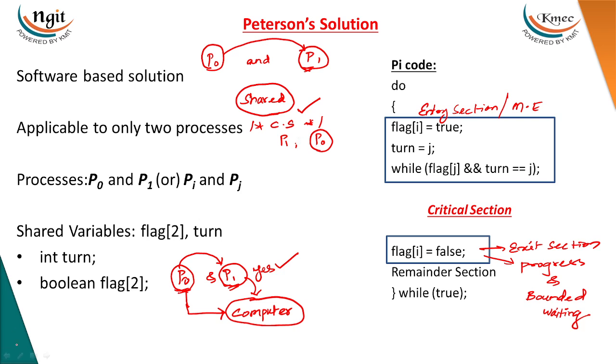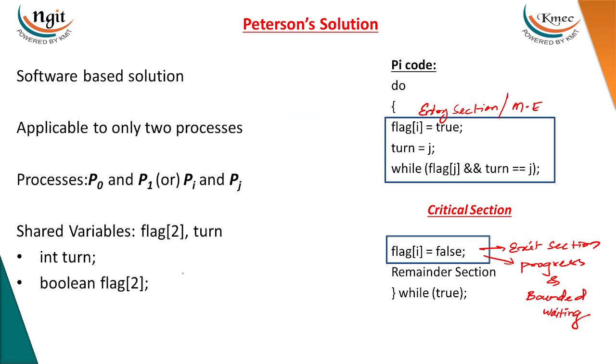Now look at the pseudocode of this particular solution. The Peterson solution provides a solution to the critical section problem. Every critical section problem must satisfy three requirements. First one, mutual exclusion. Second one, progress. Third one, bounded waiting.